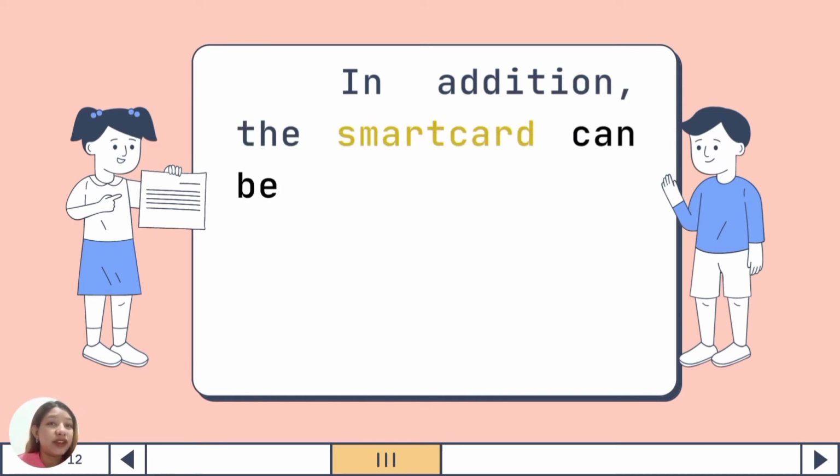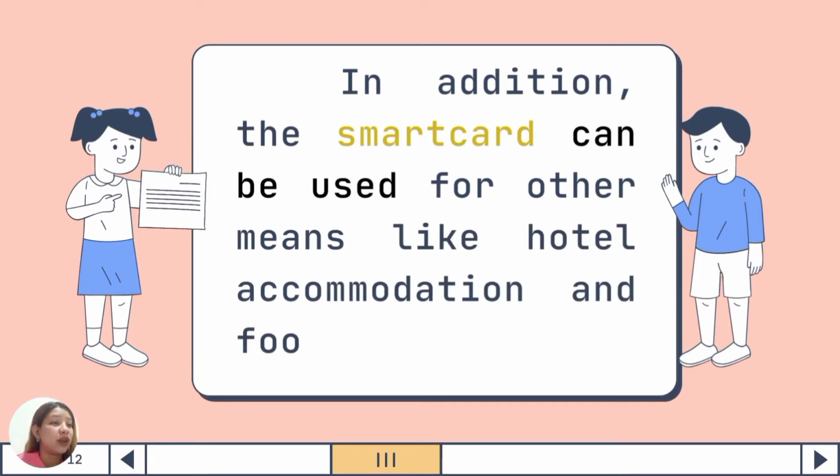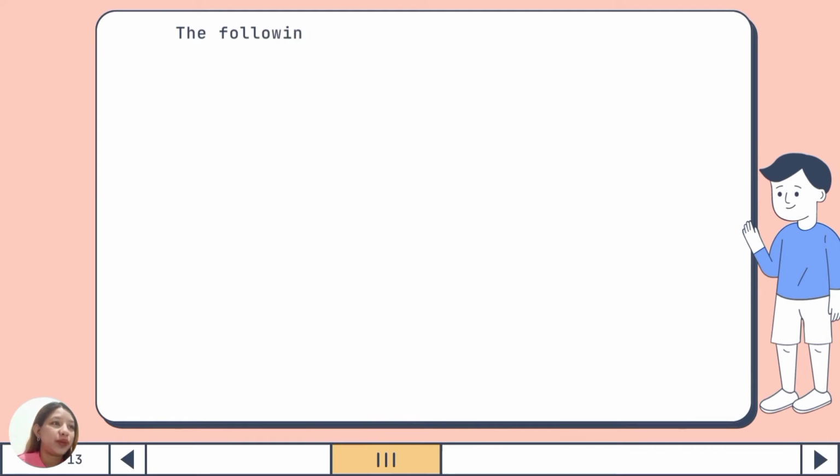As for the second sentence of the conclusion number 1, in addition, the smart card can be used for other means like hotel accommodation and food stalls. Smart card is used as the subject of the sentence since the actor is irrelevant and we are not interested in who does the action. Now let us proceed with the next example.